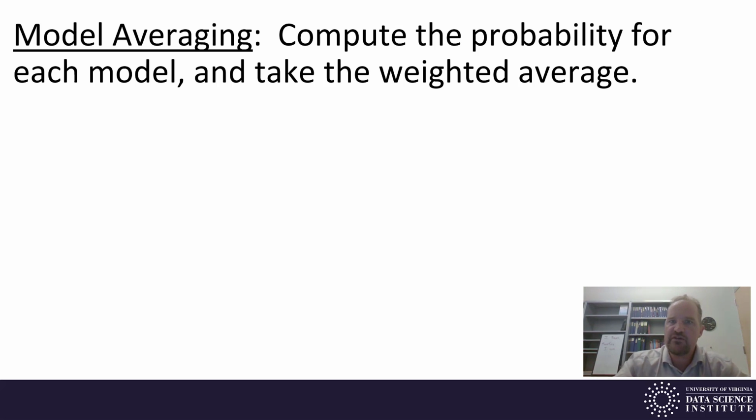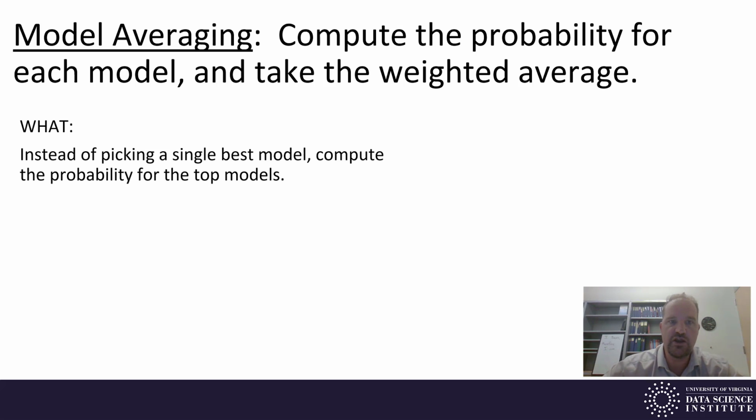Model averaging is a process where we're doing linear regression with multiple variables, and we compute the probability for each linear regression model, and then we take the weighted average. As we've talked about before, you'll often get a number of different models depending on which regressive variables you choose. And then you can use AIC or BIC or some other method to pick the best model. In model averaging, we don't pick the one best model.